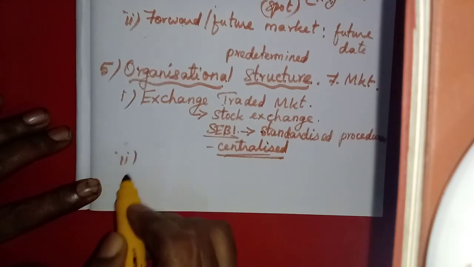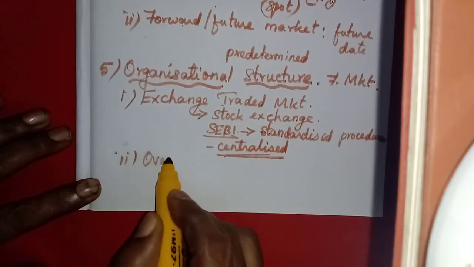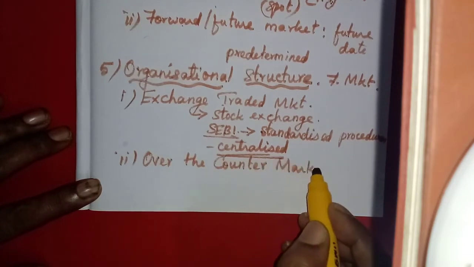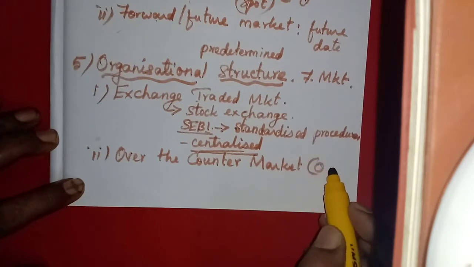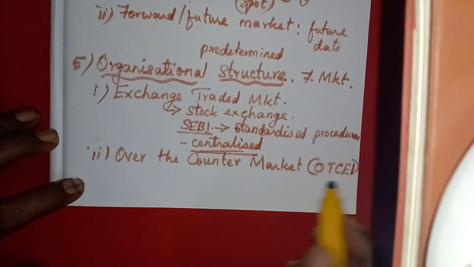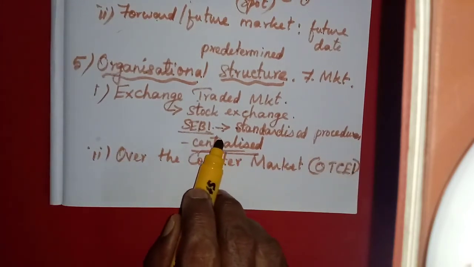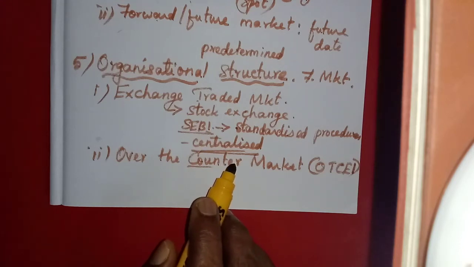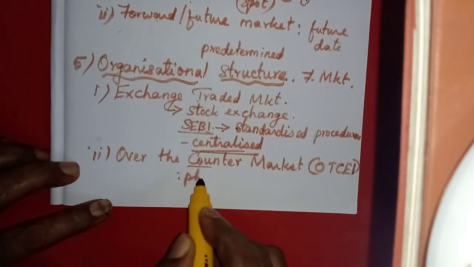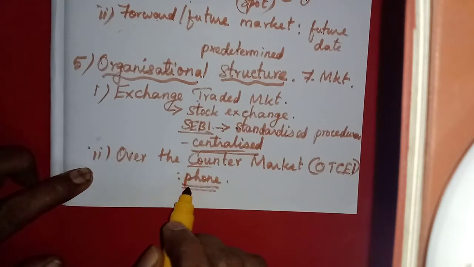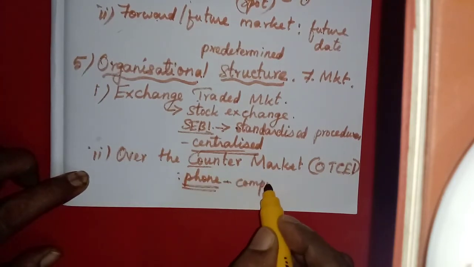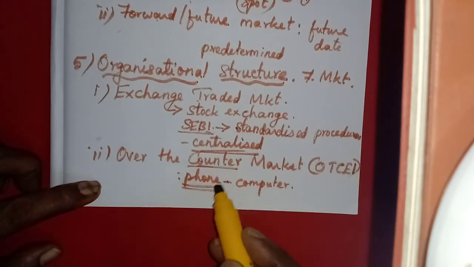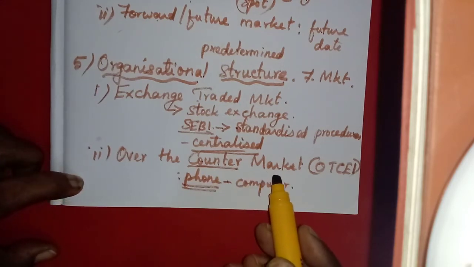The other one is the over the counter market. In short, it is called OTC. This market does not have a proper formal place to trade the securities. It is done over the phone. Purchasing and selling are done through phone and computer, on the spot. Through phone they can purchase and sell the shares within some minutes, within some seconds.